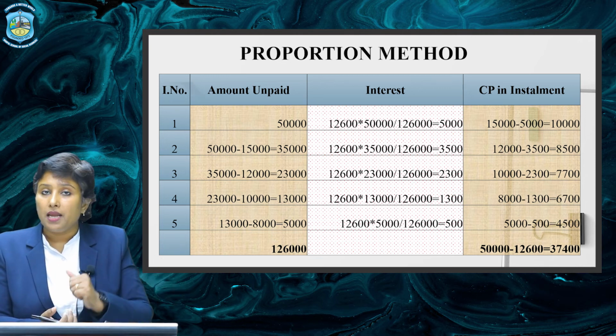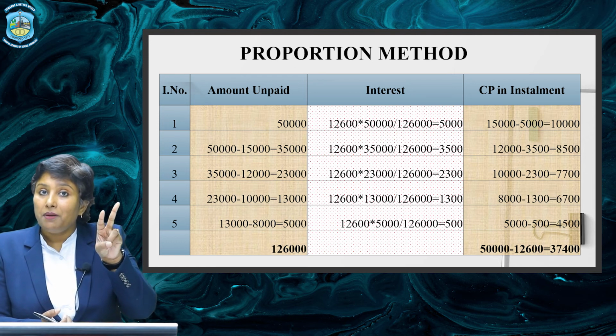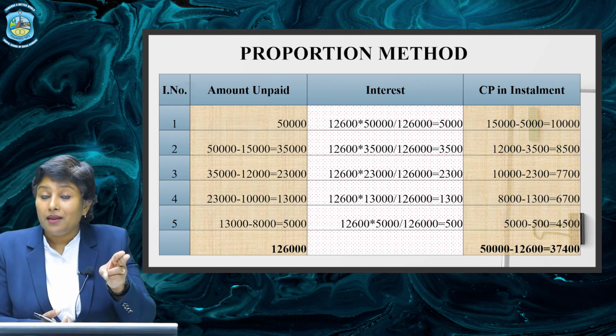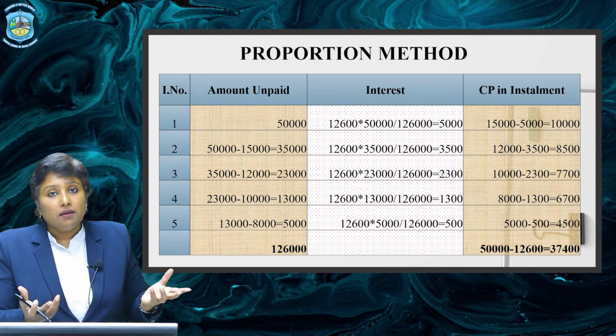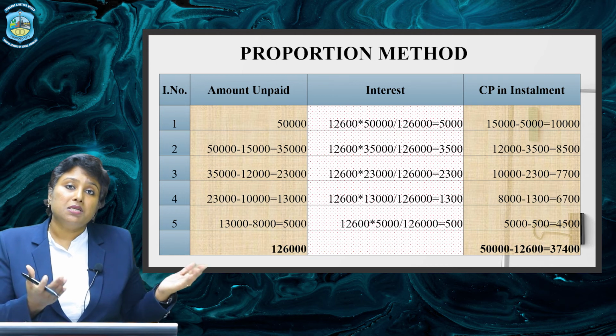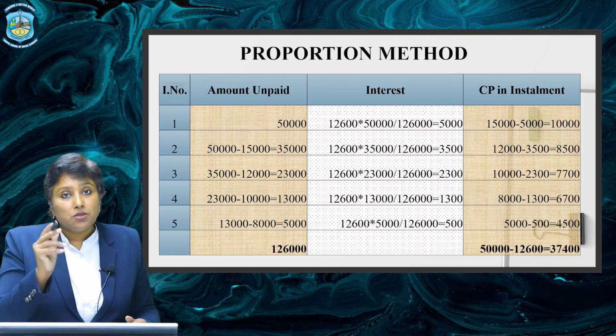Now the period has not been considered in this particular method. Why? Because the periods are equal. Earlier we were multiplying the period also. Why? Because there the period of the installments was very important to be understood. Here the periods are equal, so it is immaterial now. So we go directly to the unpaid amount.